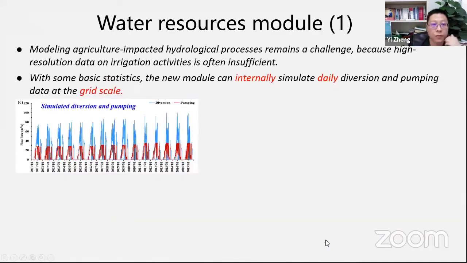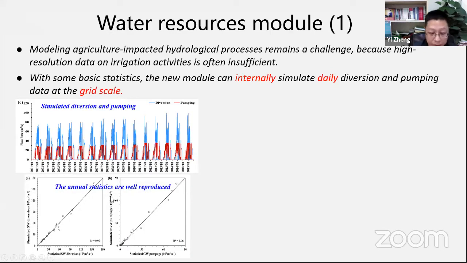Okay? So with this module, we all know that modeling agricultural impact on hydrological processes remains a challenge because high resolution data on irrigation activities is often insufficient. Now with this new module, we can just start with some very basic statistics like annual statistics. The new module can internally simulate daily diversion and pumping data at the grid scale. This figure shows you the simulated diversion in blue and the simulated groundwater pumping in red at the daily time step.